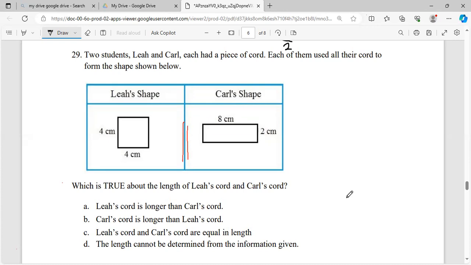Alright, explain it. No, sir. It's C. Sir, because look here, sir. Leah's cord and Carl's cord. You're saying it's equal? Yes, sir, because 4 times 4 is 16, and 8 times 2 is 16.